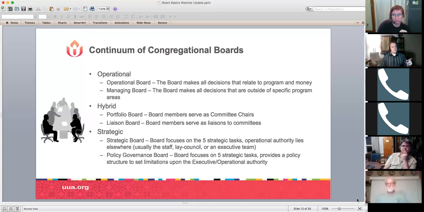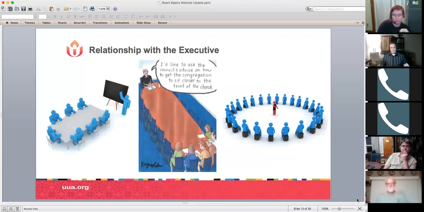So I'm going to move us to the next slide. And this is the question that somebody asked a few minutes ago. What is the relationship with the executive? And I'm using the phrase executive because there isn't a single phrase to be able to grasp all the different ways our congregations manage operational authority.